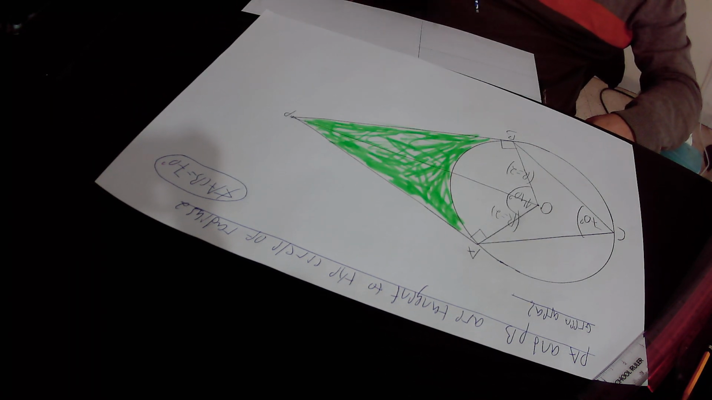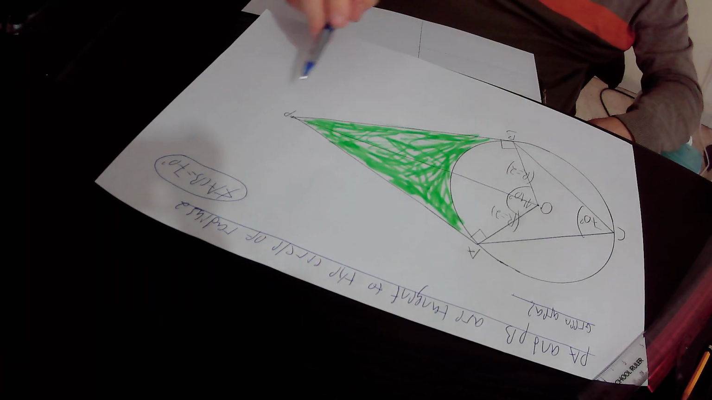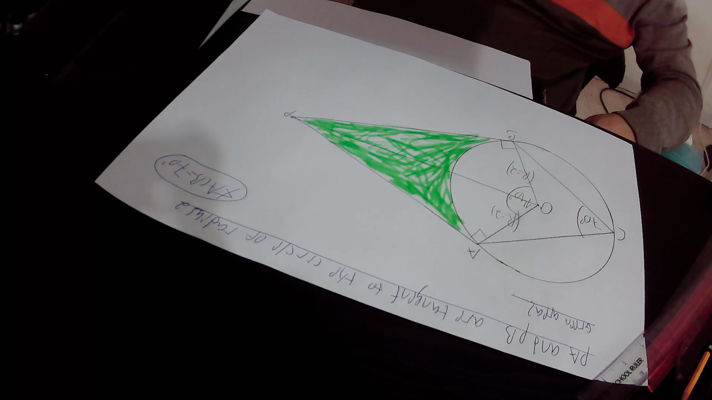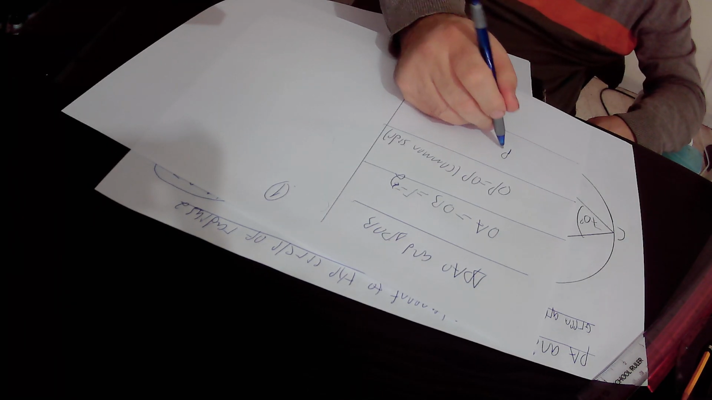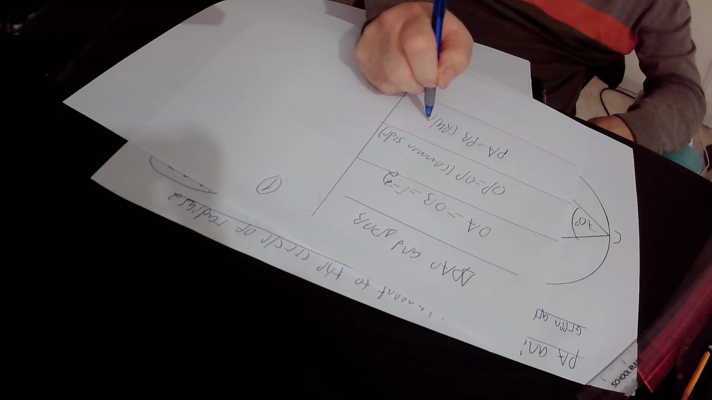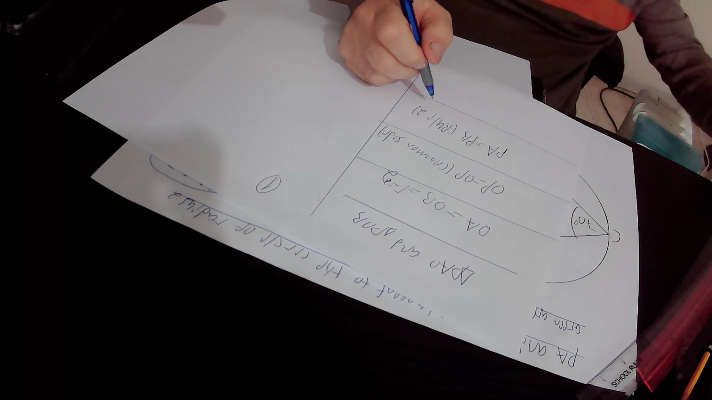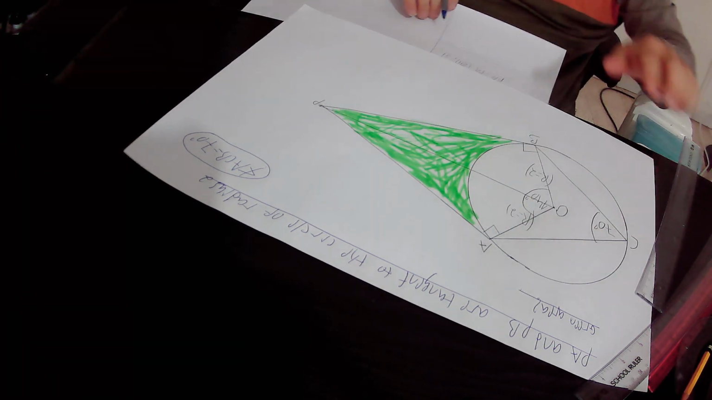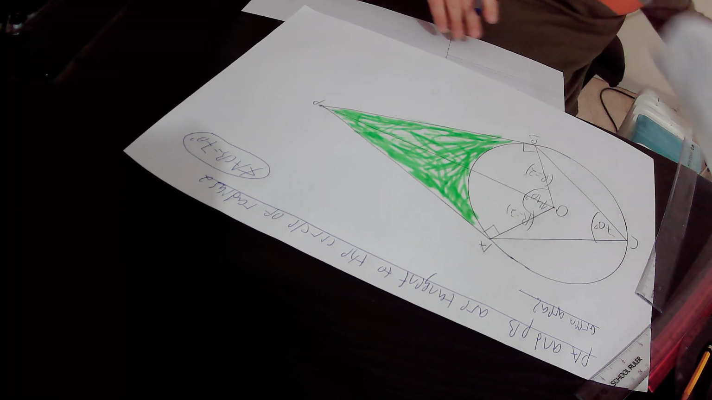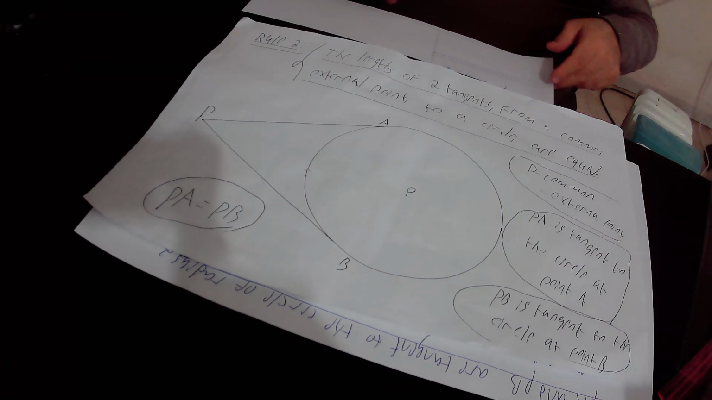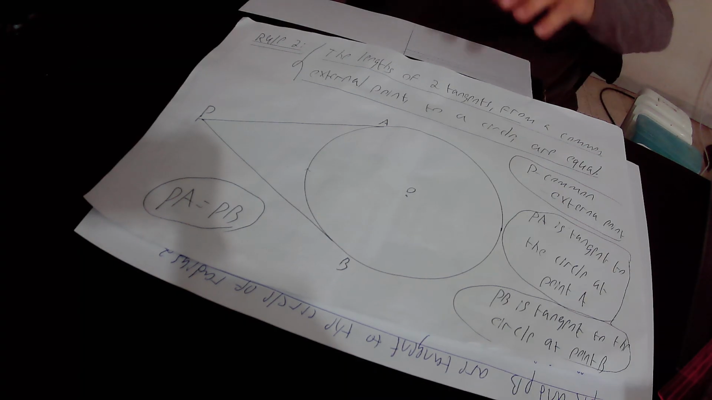And finally, side AP of the right triangle AOP is equal to side BP of the right triangle OBP, or PA equals PB. PA equals PB according to Rule 2. I remind you what Rule 2 says. According to Rule 2, the lengths of two tangents from a common external point to a circle are equal.